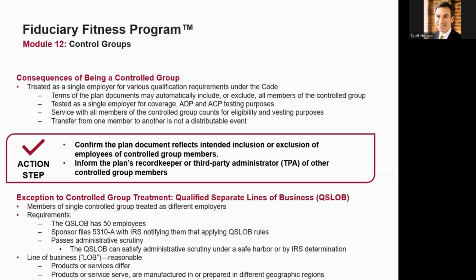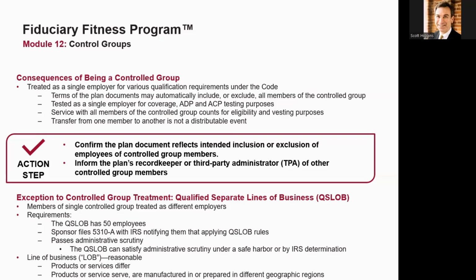Exceptions to the control group treatment. One exception is affectionately called the Q SLOB, which is the qualified separate lines of business. So let's talk about that for a minute. There are members of control groups, but they may be treated as different employers. There are certain requirements in order to be considered eligible for the Q SLOB treatment. In other words, not to be considered a control group.